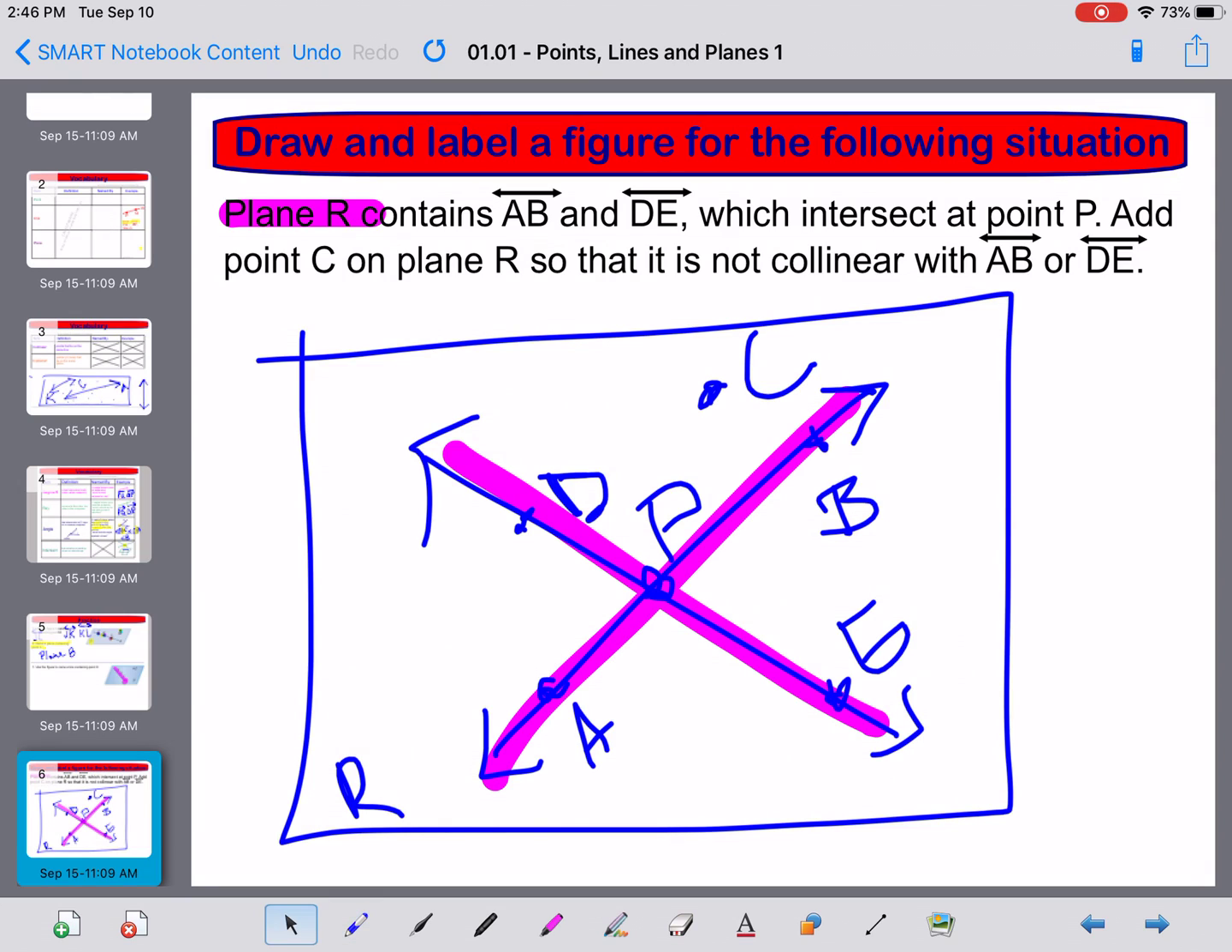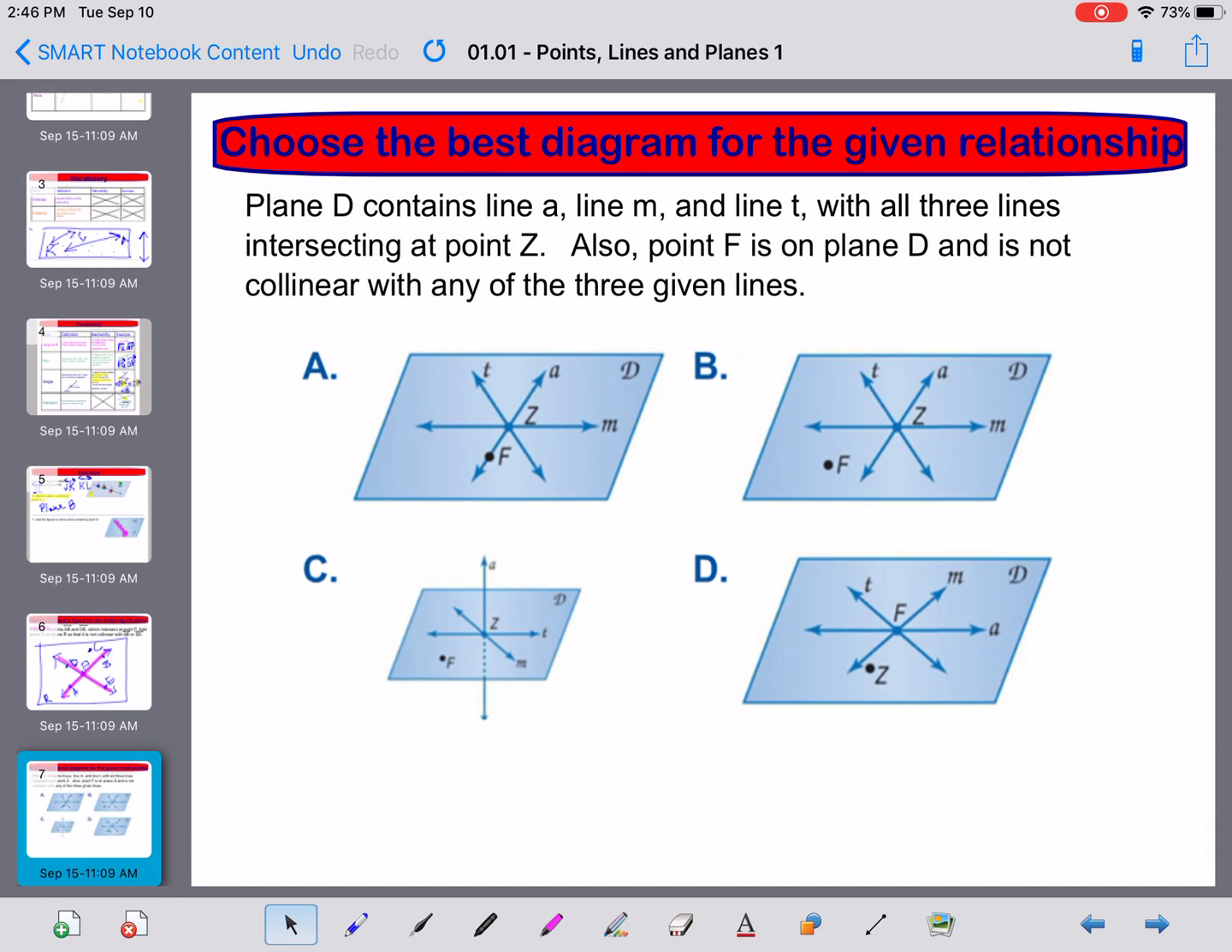It could go on any other part as long as it's not on the lines. So why don't you give it a shot? Read this, figure out if it's A, B, C, or D, and then we'll come on back.